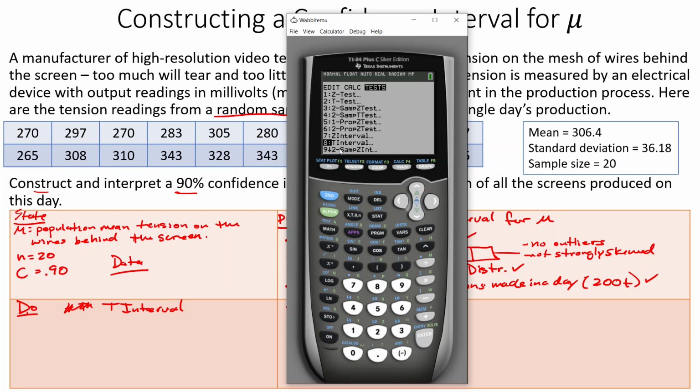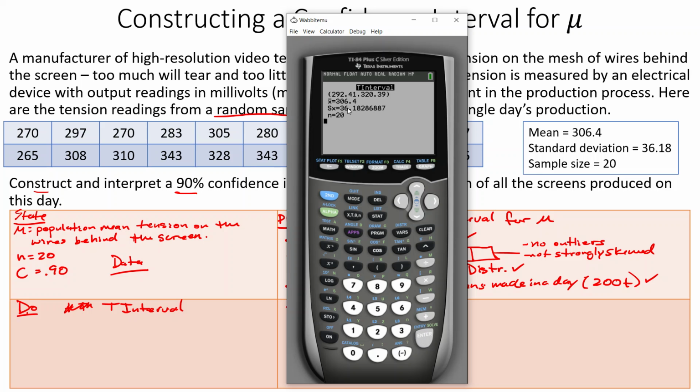Or I can just go straight into T interval, and instead of picking stats, because I didn't have the stats ahead of time, I didn't have the mean and standard deviation ahead of time, I can go to data, and then it asks me, what list am I using? Well, I'm using L1. Frequency level, always leave that as 1 in this class. And confidence level, let's see, we're working with a 90% confidence interval here. And press enter.